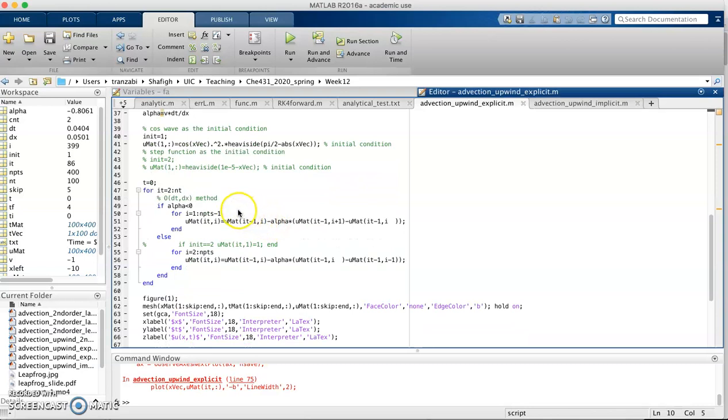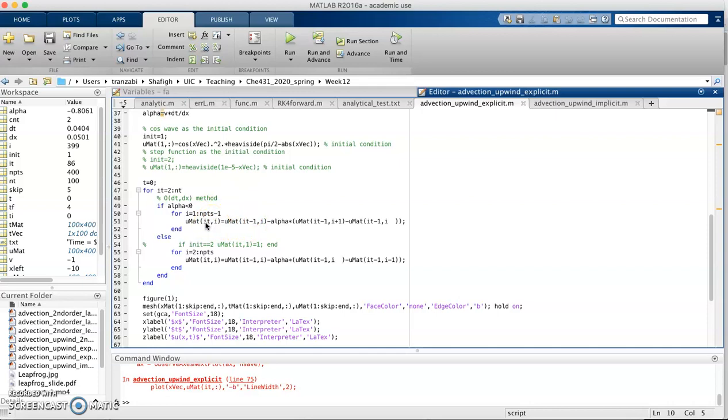Then we go over basically the time points, and we check if alpha is negative, which means velocity is coming from right to left. Alpha negative means, remember from here, velocity is negative. Velocity negative means the wind or the velocity is coming from right to left, and I have to use forward in space. So if you look at the I index, the second index is the index for x, so it's I plus 1 minus I, and then the time index is actually IT minus 1, so I moved IT from left to right, that's why it's plus here.